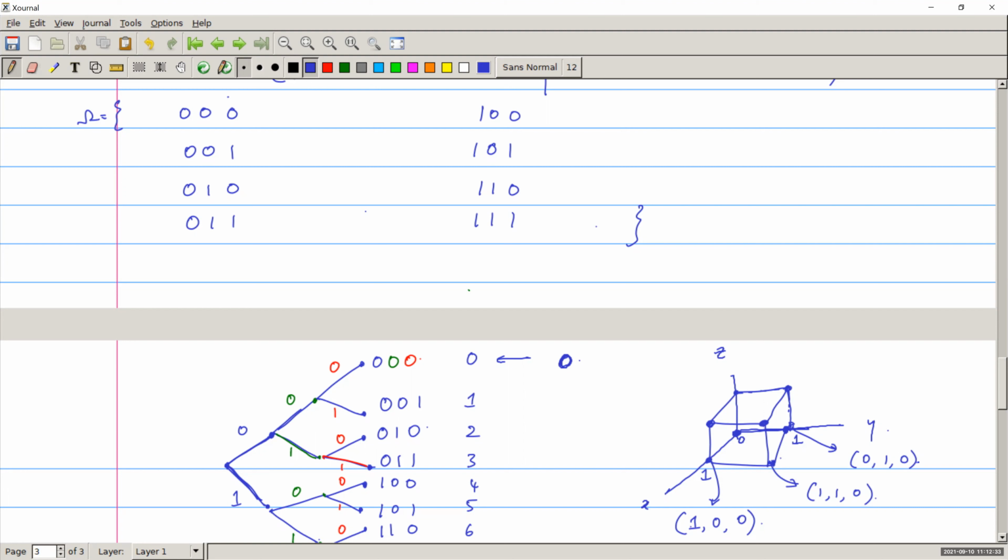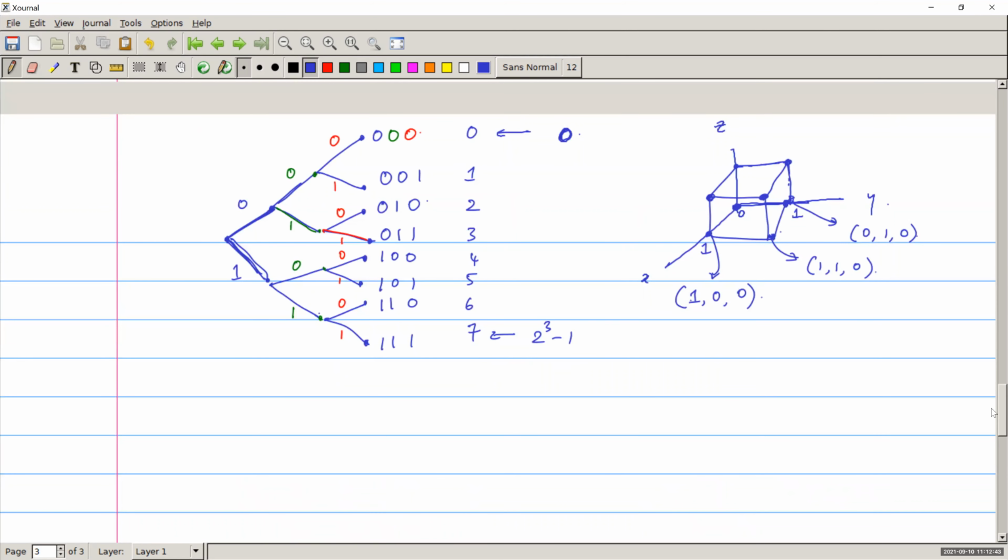Now these are different ways to visualize, but the sequential tree representation really tells you what is happening. At the end of your first coin toss, you had two outcomes. Each of these two fans out into two more outcomes. So at the end of two coin tosses, you have 2 times 2, that is 4 possible outcomes. At the end of 3 coin tosses, each of the 4 possible outcomes fans out into 2 more. So that gives you totally 8 different outcomes.